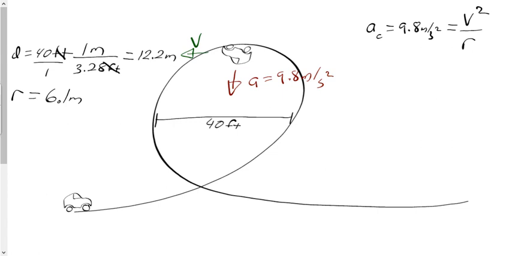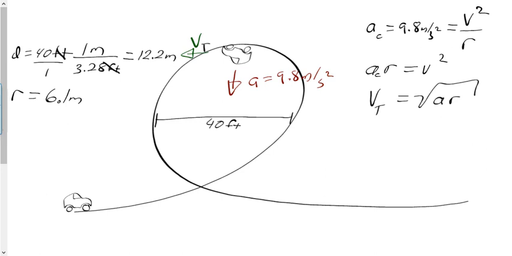We have the radius, 6.1 meters. We have the acceleration. Let's solve for v. So the acceleration towards the center times r is equal to v squared, and take the square root of each side. So the velocity at the top, and that's key, that's the velocity at the top, is equal to the square root of a r.